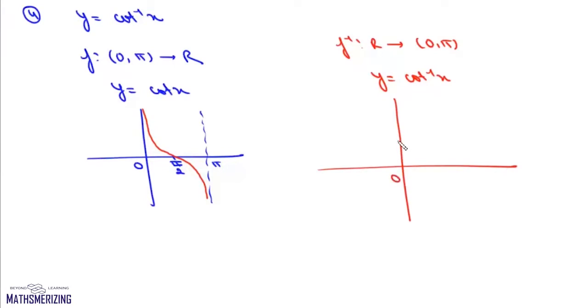Now we'll mark values on x-axis and y-axis. So this is pi by 2. And we'll have an asymptote at pi. Now this point is pi by 2 comma 0. Here it'll be 0 comma pi by 2. At 0 it is plus infinite. So at infinite it'll now be 0. And at pi it is minus infinite. So at minus infinite it'll be pi. So this is the graph of y equals cot inverse of x with its principal value range from 0 to pi.